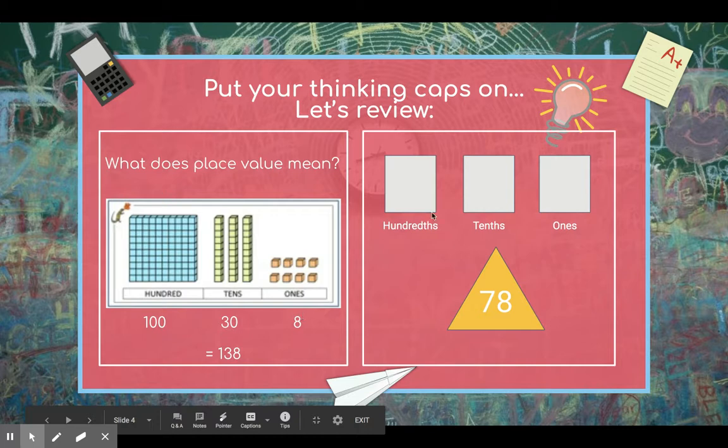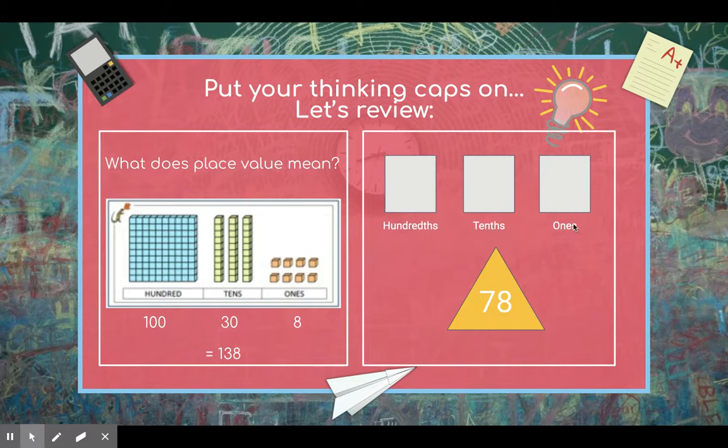So here is an example that I want you guys to fill out. I have 3 blank spaces representing the hundreds place, the tens place, and the ones place, okay? And the number is 78. I want you guys to go ahead and fill in the boxes with where you think the numbers belong in these boxes, okay?